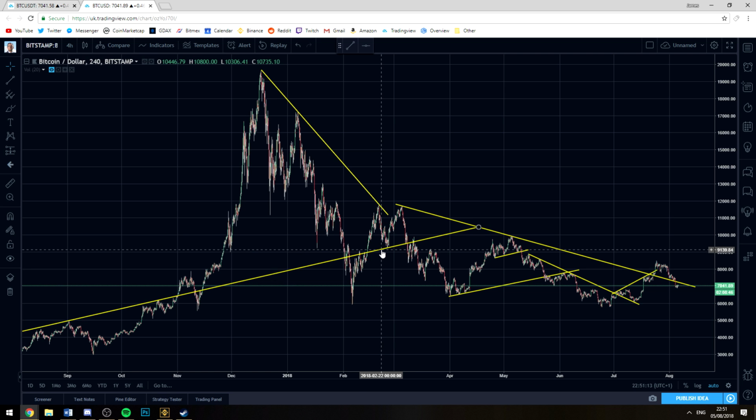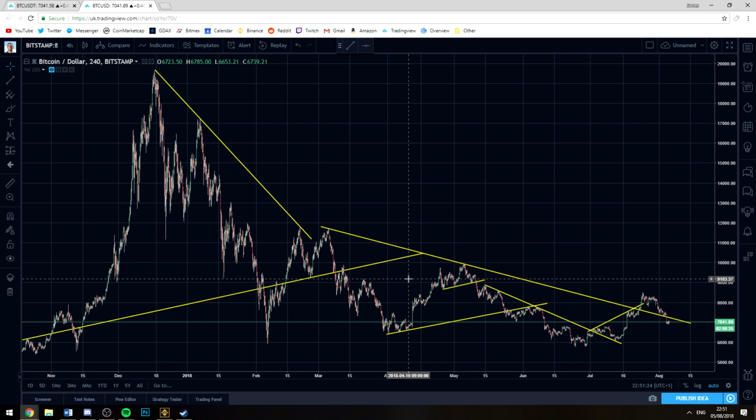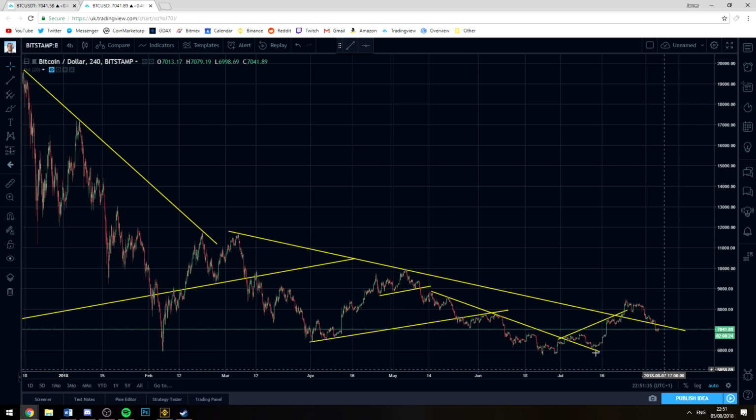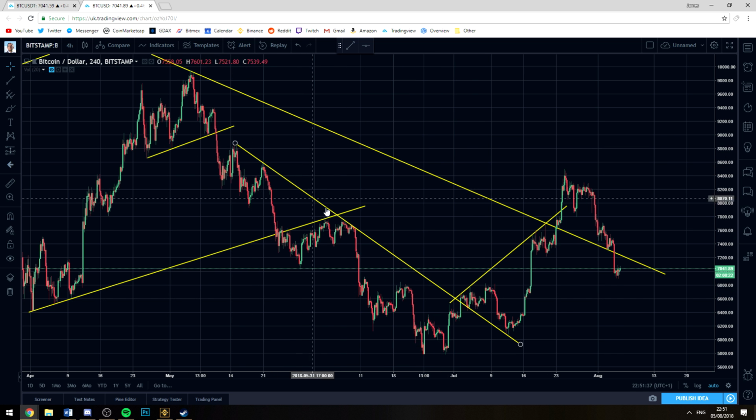So the more times that a trend line hits or touches the candles, then the stronger it becomes, and on larger time frames the trend lines are going to be much stronger than those on shorter time frames. So we can see a big time frame, I would say, is maybe something like this one here. So this is a large time frame.